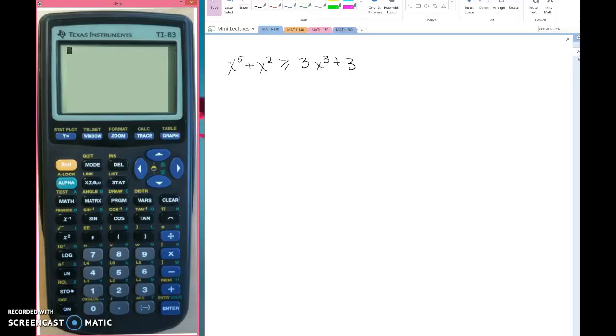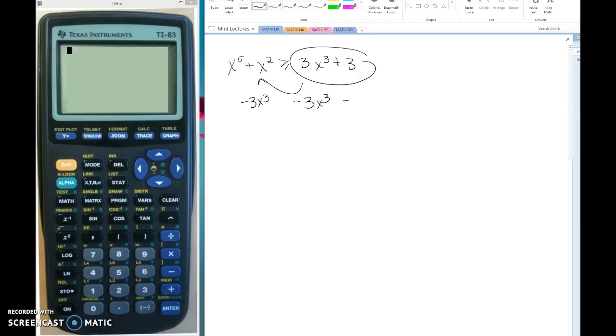So let's go through this one that you asked about. We have x to the fifth plus x squared is greater than or equal to 3x cubed plus 3. The first thing we want to do is get all the terms on one side. So I'm going to move the terms on the right hand side over here. We're going to subtract 3x cubed from both sides, and we're going to subtract 3 from both sides. That gives us x to the fifth minus 3x cubed plus x squared minus 3 is greater than or equal to 0. They cancel out on this side, and then I just put them in descending order.